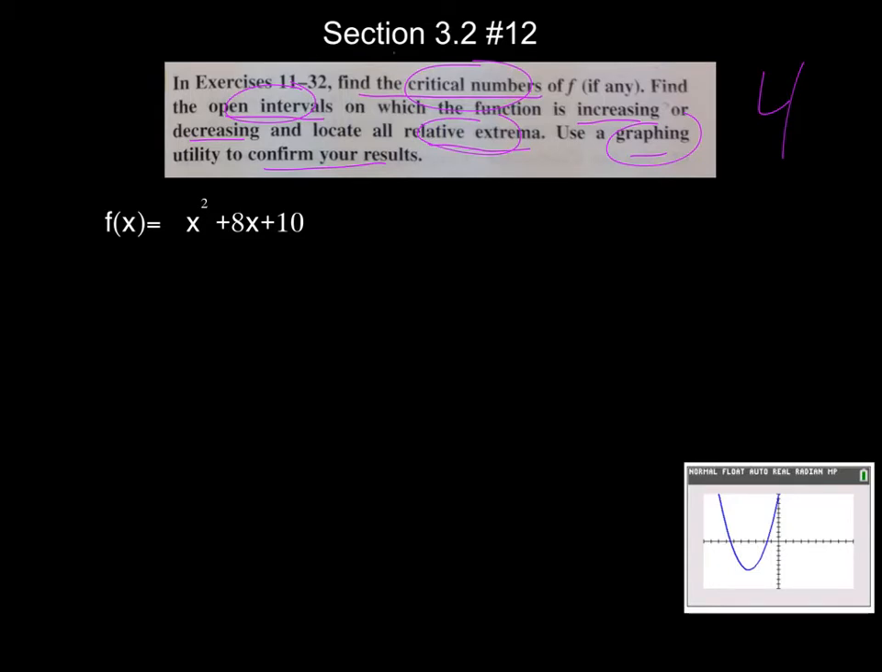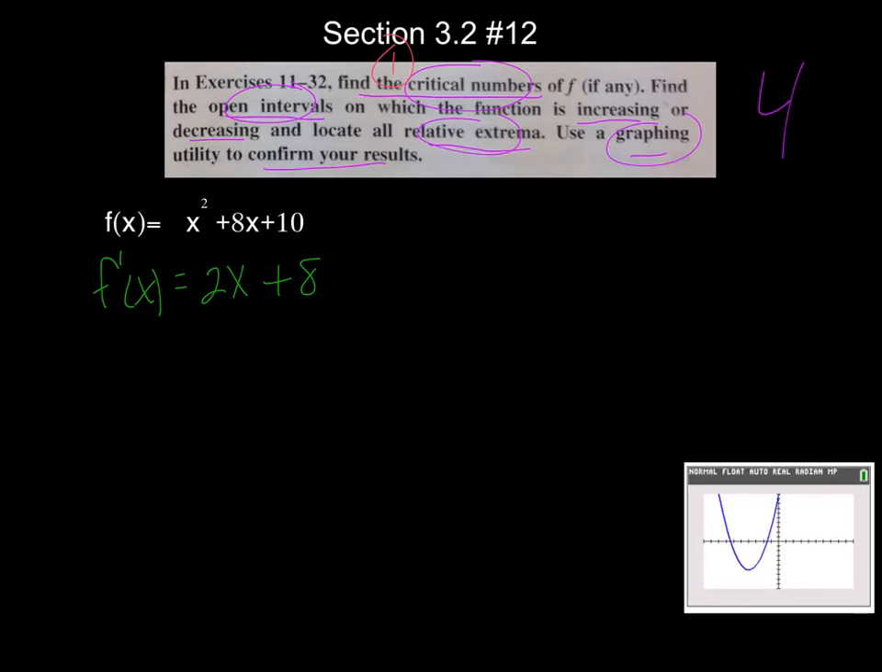To start with the first piece, finding our critical numbers, we're going to go ahead and take the derivative of our function. As you can see, the derivative of x squared plus 8x plus 10 is going to be f prime of x is equal to 2x plus 8. And this is a pretty simple derivative.